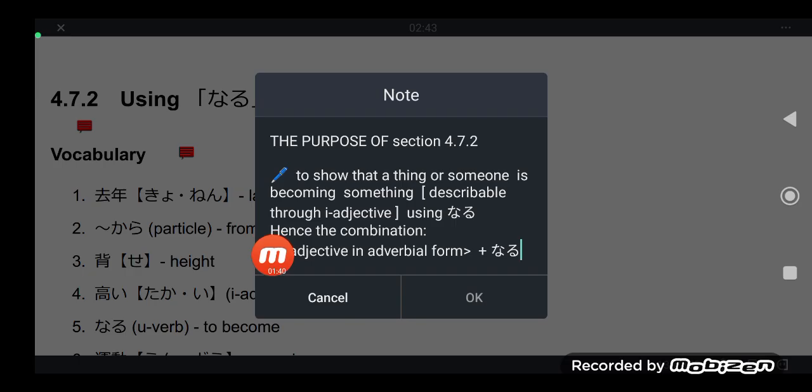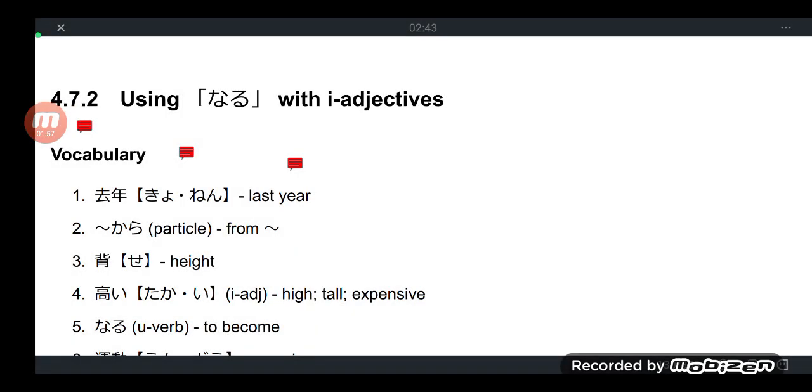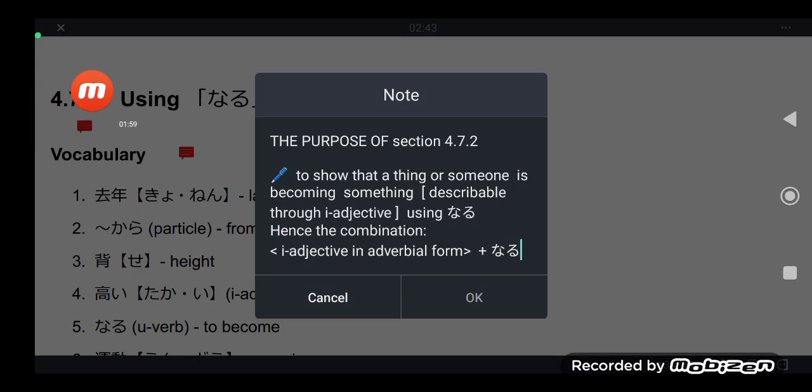Hence we have the combination I adjective in its adverbial form plus naru. Take note, I adjective in its adverbial form plus naru. Okay, so again, here's the purpose, minasan. You can screenshot this, and you will apply this lesson if you are to think of saying or writing a grammar with this kind of purpose.